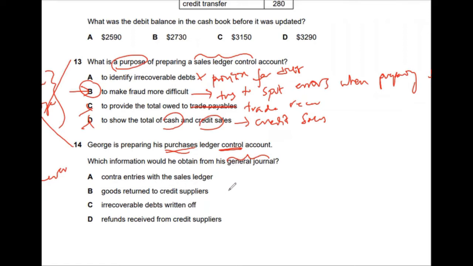Well, let's come back to multiple choice 14. Which information would you obtain from the journal? That information would actually be contra entries with the sales ledger. So the answer to multiple choice 14 is option A.